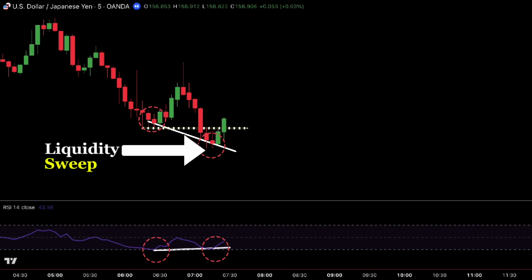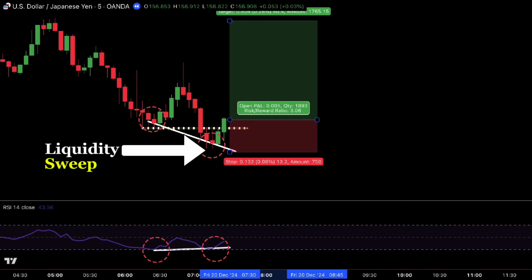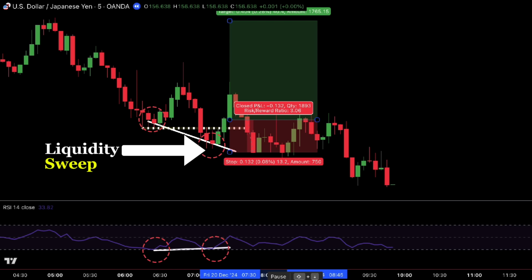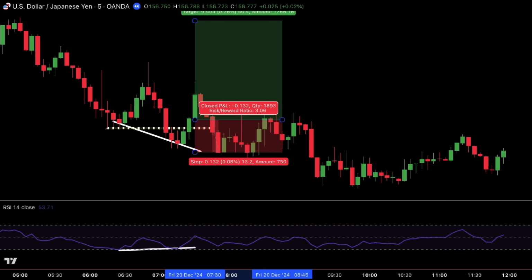Then we see a liquidity sweep below the previous low, followed by a bullish candle. Everything looks perfect, just like the examples we saw earlier. The trader enters a buy position, expecting a reversal. But instead of going up, price quickly reverses back down and hits the stop loss. So what happened? The setup was technically correct, but the market context was wrong.